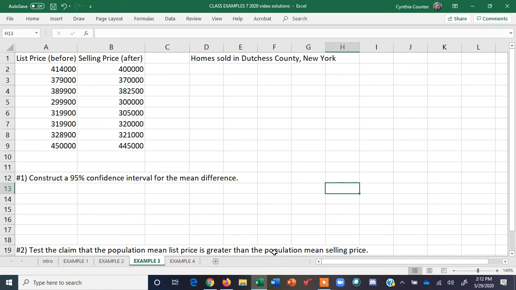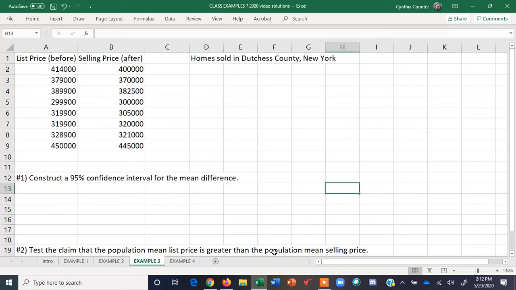I'm going to show you how to conduct t-tests for paired samples using Excel 365. But first, I want to also review how to do a confidence interval for the mean difference of paired samples. So we are looking at dependent data.